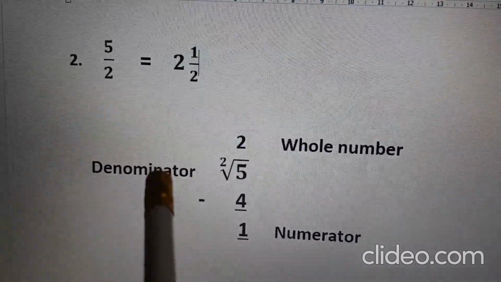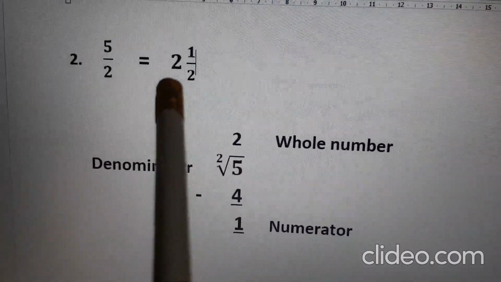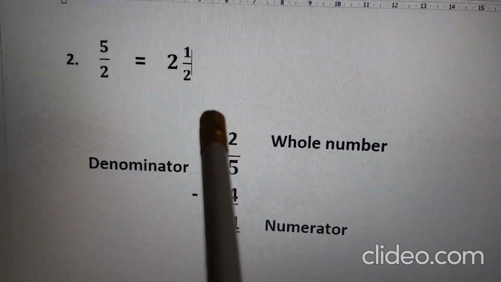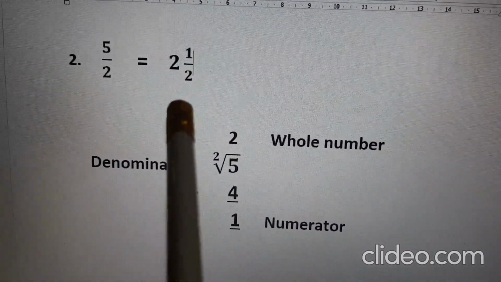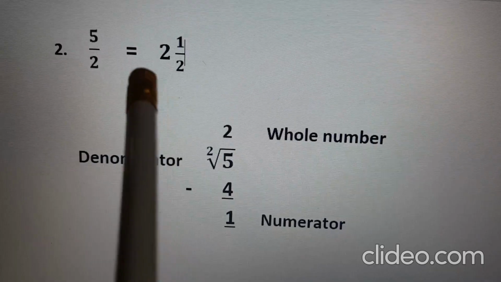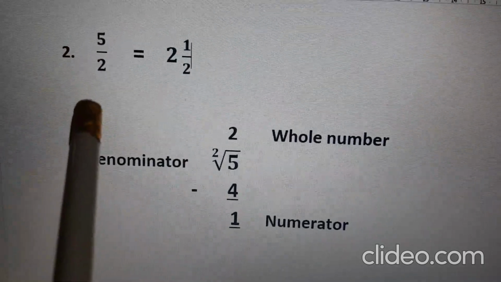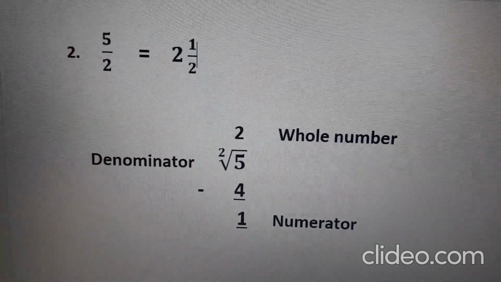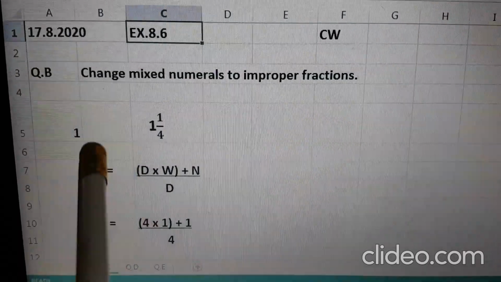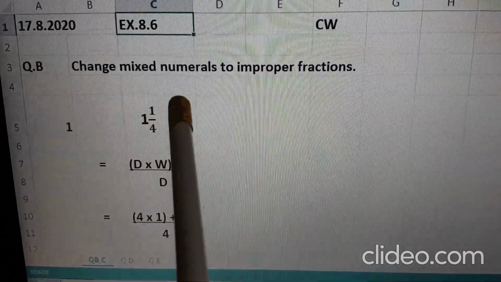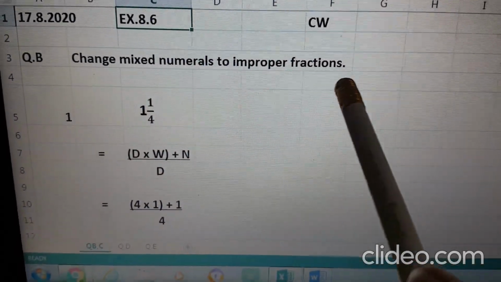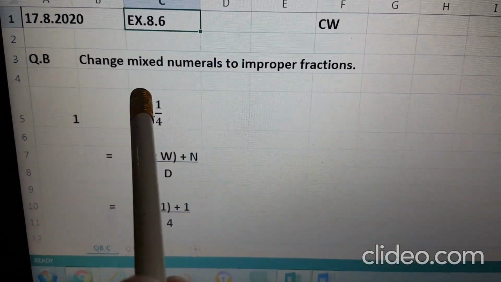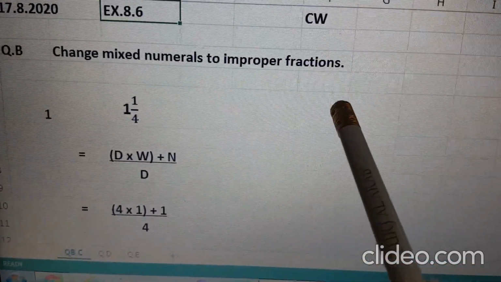So in fraction how to write this? 2 whole 1/2. 2 whole 1/2 is the mixed fraction of 5/2. In the same way you will do all parts. Now question B is change mixed numerals to improper fraction. अब हमको mixed numbers को improper fraction में change करना है.